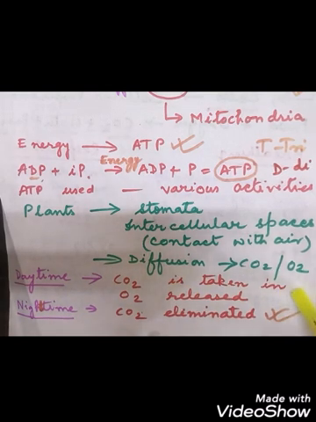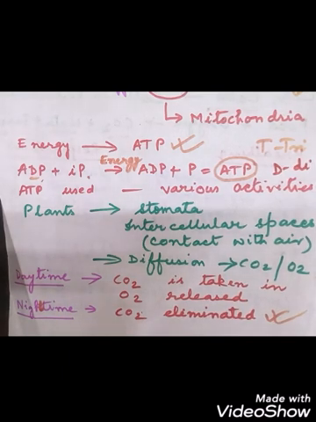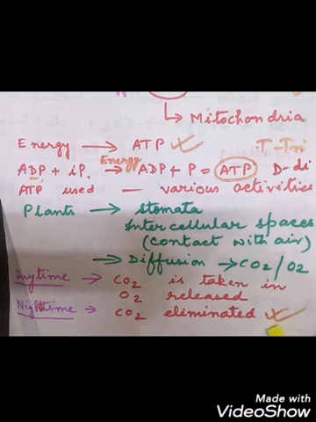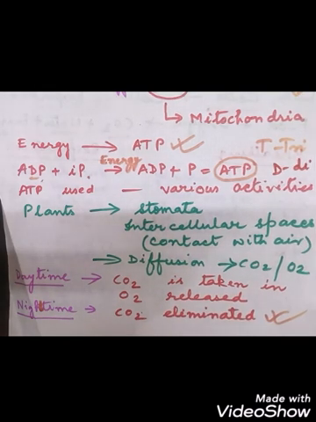So what happens during the daytime? Carbon dioxide is taken in and oxygen is released by the green plants. When there is photosynthesis, what happens? The carbon dioxide is used up and oxygen is released. And during the night, what happens? Carbon dioxide is given out, as there is no photosynthesis. So maximum elimination of carbon dioxide takes place during the night, and oxygen is released in the daytime.